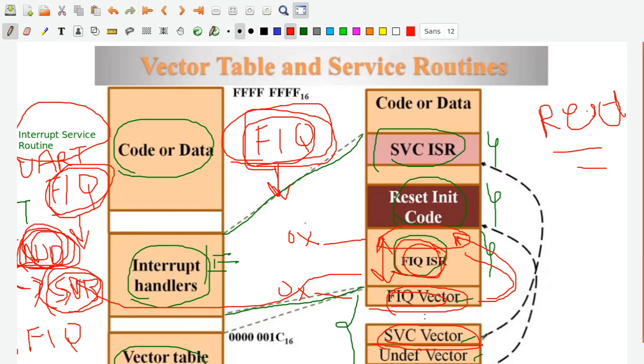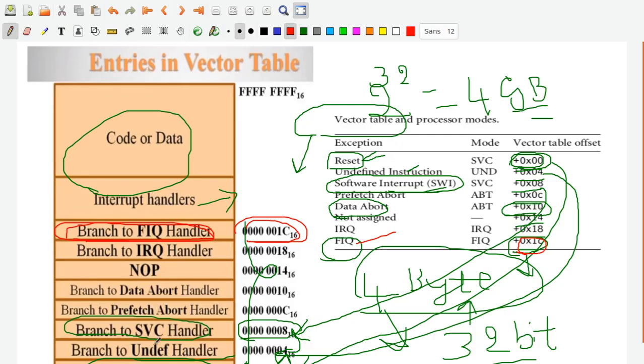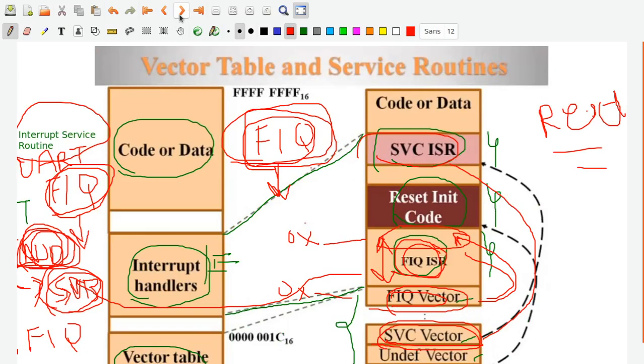It goes to the address. This is predefined. There is no way that you can change this one. It goes to this address, and from this address it takes the instruction. That instruction will branch to the SVC interrupt service routine or SVC interrupt handler. That is what you can see here, branch to SVC handler. It is the same as that one. Handler is the same as interrupt service routine. So again it will go there.